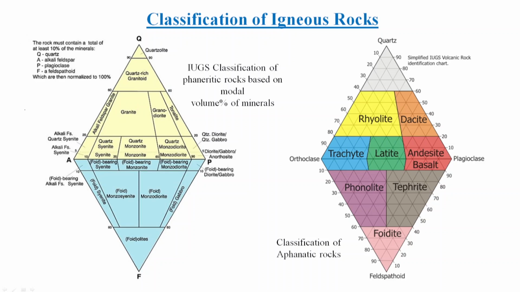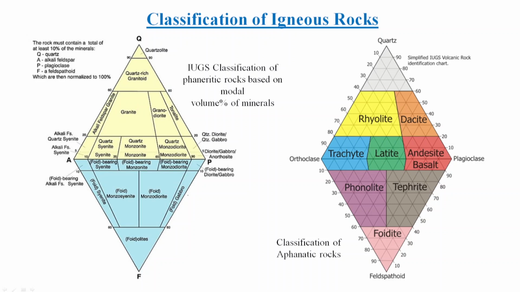And as we are referring to volcanic rock, this IUGS classification is mainly considering the aphanitic rock, where you cannot recognize the individual crystals. So based on that, you can see this QAP quadrilateral diagram. Here you can see the presence of granite, quartz rich granitoid, then syenite, monzonite, monzodiorite. These are the various plutonic igneous rocks.